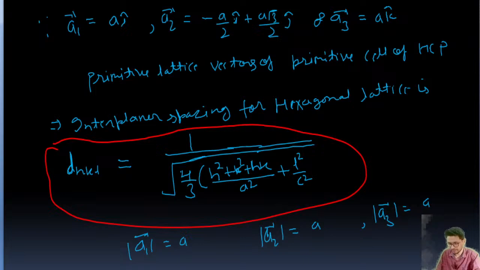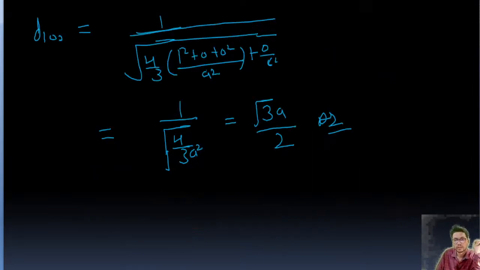Now we have just put in the values and got the answer. For d100, the Miller indices are given as 100, which means the h value is 1, the k value is 0, and the l value is 0. So we just put in the values. I hope you have understood it. Very simple question.